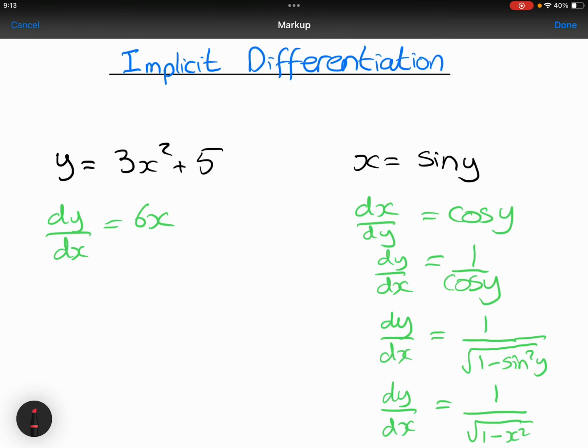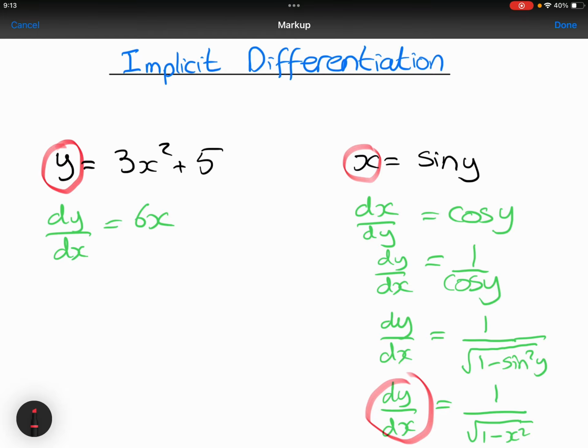We have been differentiating for quite a while now, where we have y as the subject. We've been doing that for the last couple of years. And we've seen quite recently how we can differentiate if we have x as the subject and still end up with our gradient function dy by dx.